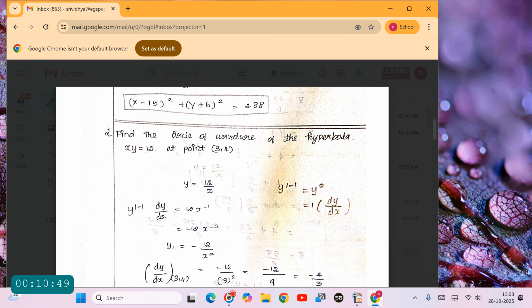The second problem is also on the circle of curvature, for the hyperbola.